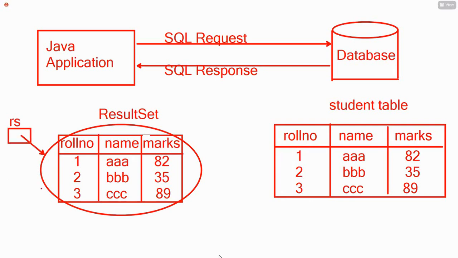Now I want to update roll number 2, marks 35. I want to make it 40. First, whenever a result set is generated, where is the result set pointer? Before the first record. How to move the cursor to the second record? Which method do you have to call? rs.absolute(2).